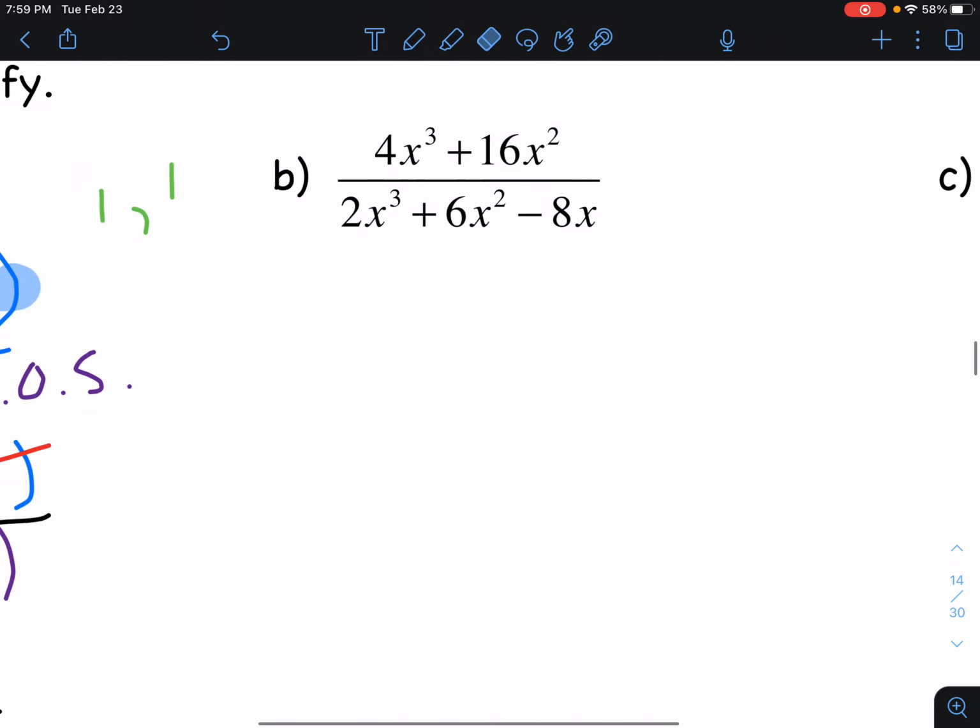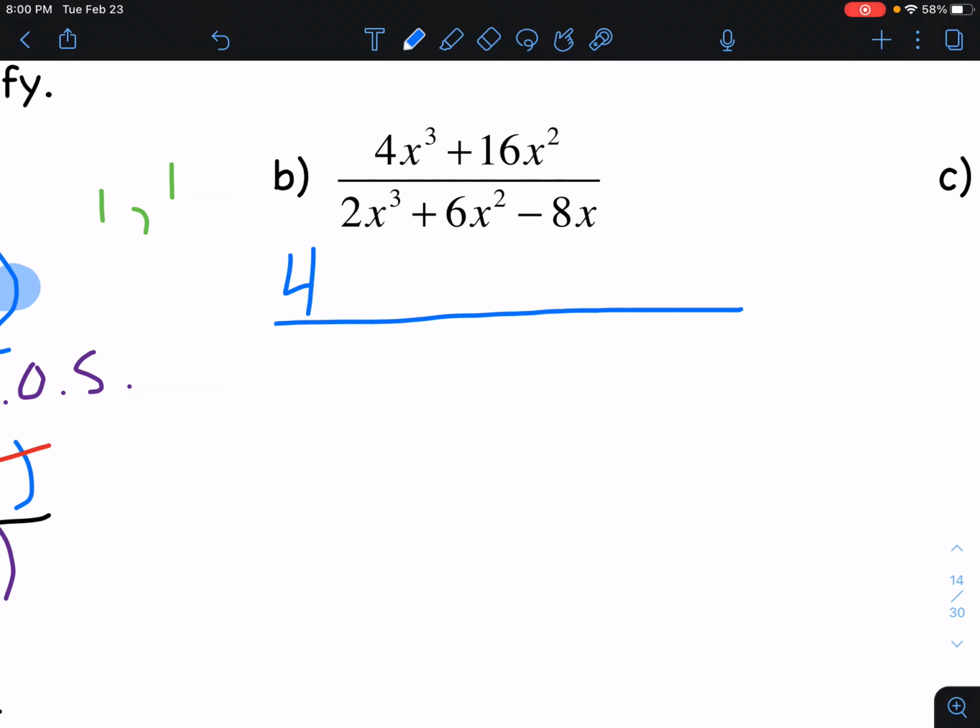Okay, let's take a look at letter B, see what we can reduce here before we cancel some stuff out. Do I have a GCF in my numerator? Yes, I do. A 4 and 16. Definitely 4 multiplies into both those numbers. Remember, the trick is you always look at the smallest number, 4, and you go, okay, 4 obviously goes into itself. Does 4 go into 16? Yes, so that means 4 is your GCF.